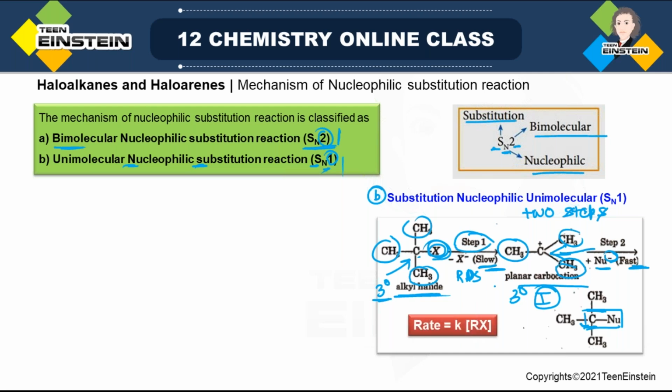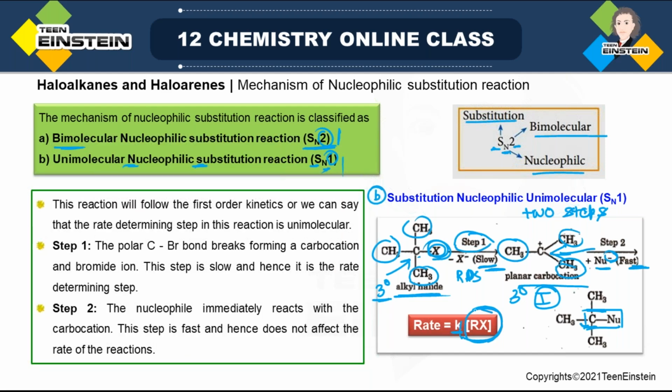So the rate expression will be: rate is equal to rate constant K times the concentration of alkyl halide, which is RX. See, only one species is involved. Only the concentration of one species is involved. That is why it is unimolecular. So the reaction will follow first order kinetics, or we can say that the rate determining step in this reaction is unimolecular. Not the second step, we are talking about the first step only. First step. Step 1.